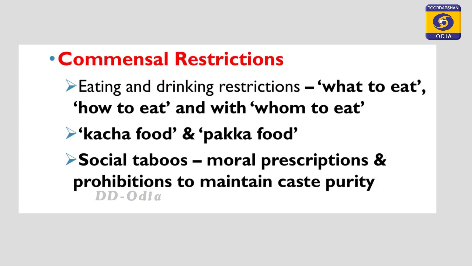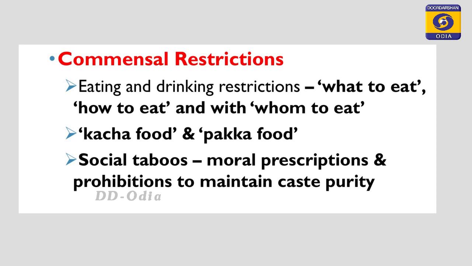Then moving to the next, that is commensal restrictions. Commensal restriction basically speaks about all the restrictions related to eating and drinking habits. When you speak about the eating practices of the high caste people, as I told you, they are allowed to eat food cooked with oil. It is known as pakka food, but low caste people are denied food cooked with oil. They are only allowed to eat food which is cooked with water.